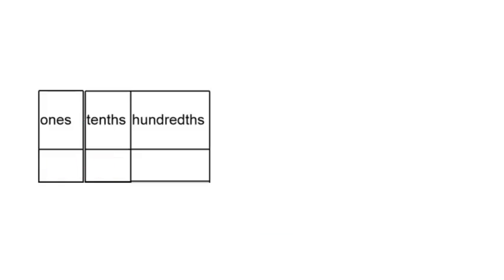Let's do another example. Let's say we have the fraction 5 over 10. We'll read it 5/10. Well, remember that for 5/10, we're going to put this number in the tenths column. So we'll place the 5 right here. We don't have any hundredths, don't worry about it.